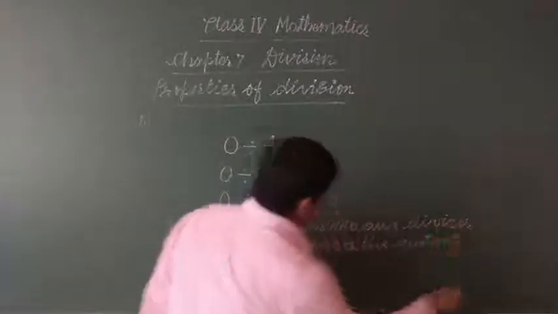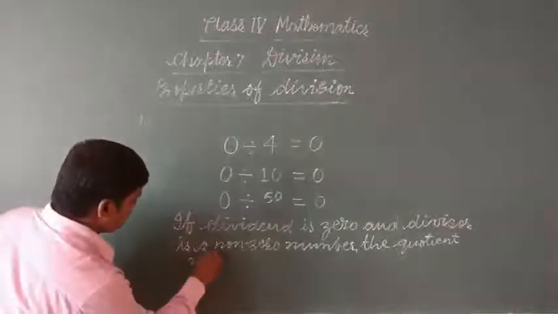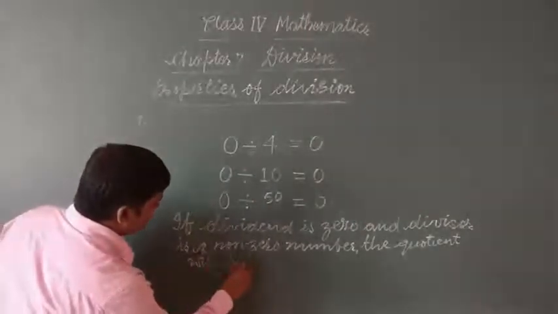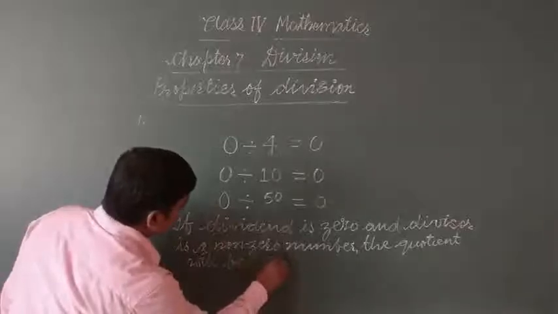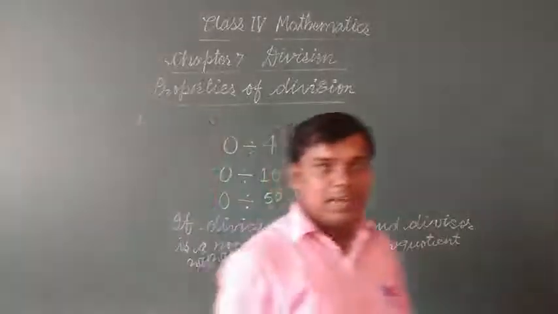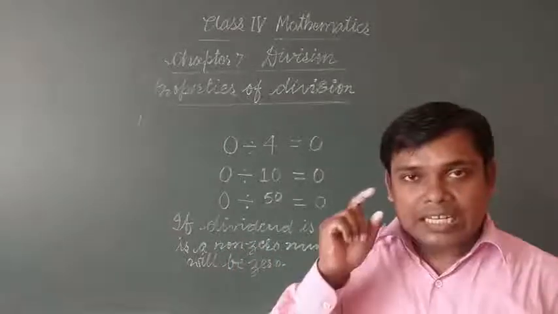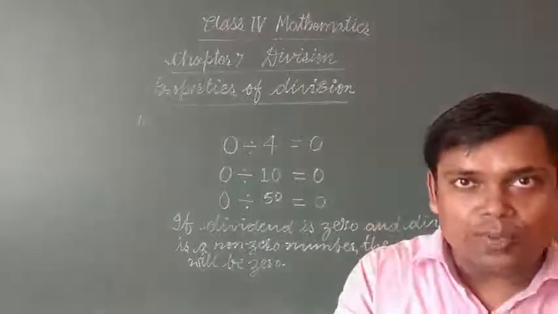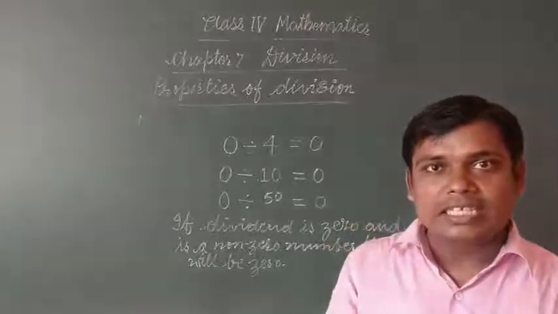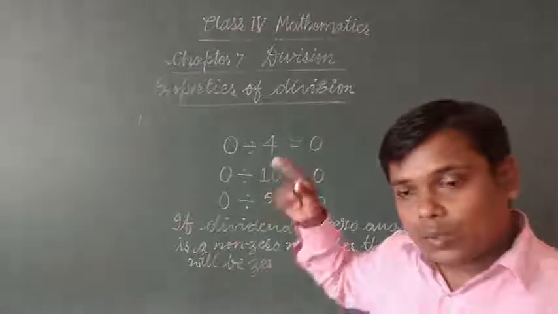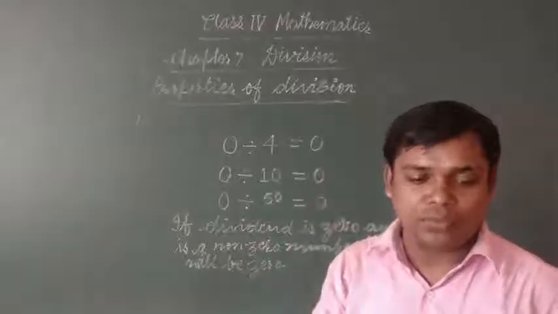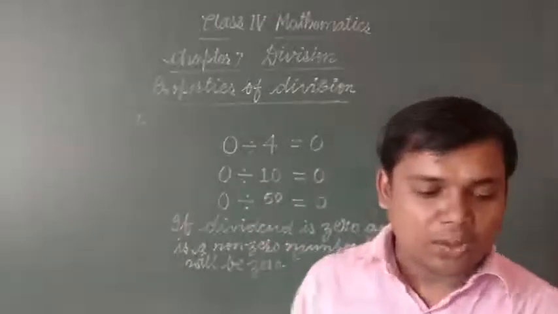The quotient will be 0. Okay, so this is the first property of division, that if the dividend is 0 and the divisor is a non-zero number, then the quotient will be 0.